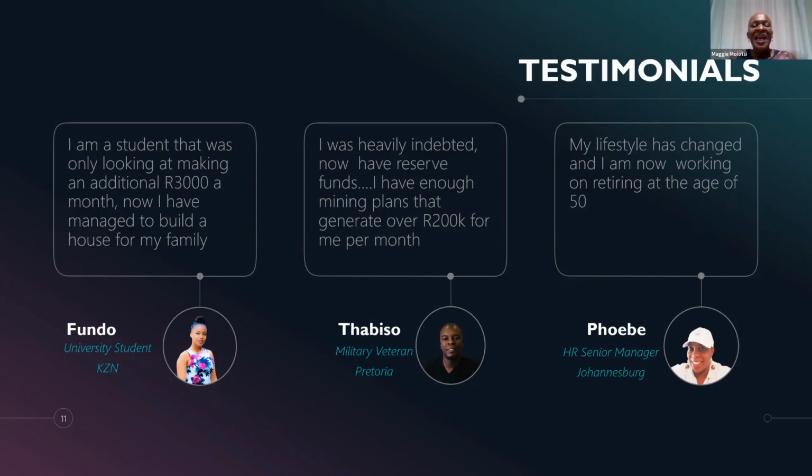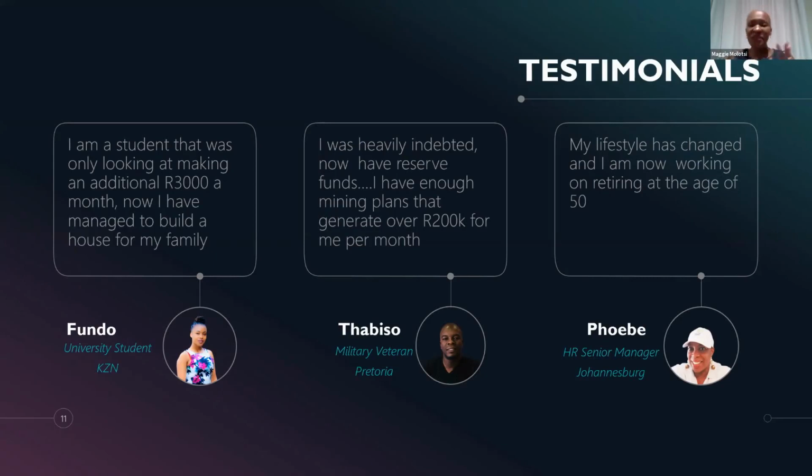Tabiso, a military veteran from Pretoria. He said he was in so much debt. He moved from the South African National Defence Force to the police force, and then finally he found himself in the crypto space in so much debt. But now he says he's got mining plans that generate over 200,000 per month for him. I also interviewed him. And he did not get to this by putting in that much money. He started with that standard plan of 10,000 rands. And he's managed to raise enough money to create an income for himself of 200,000 every month. You can also do it.